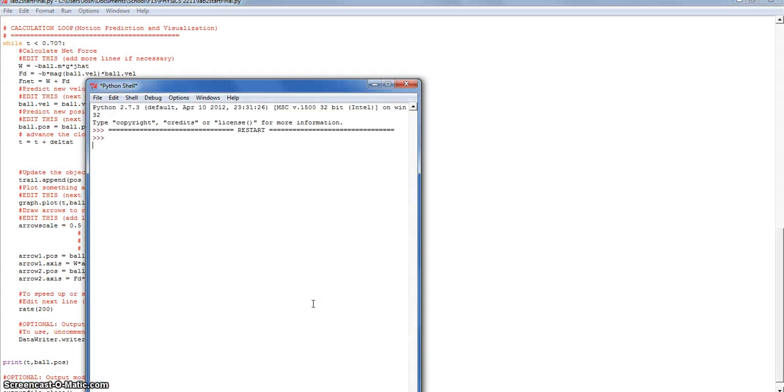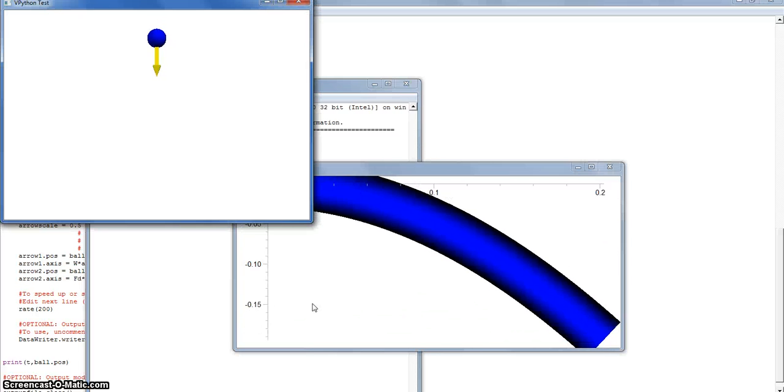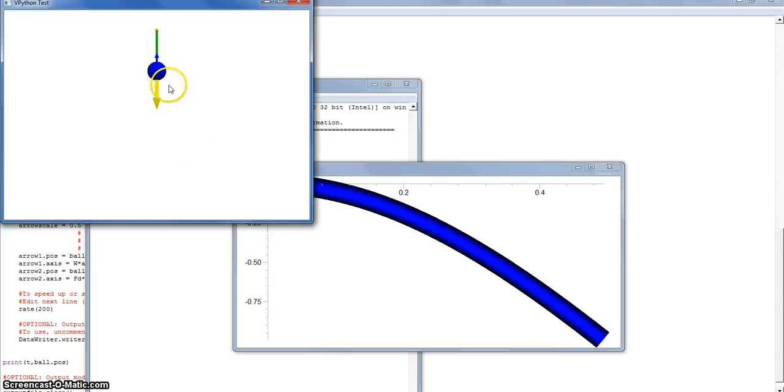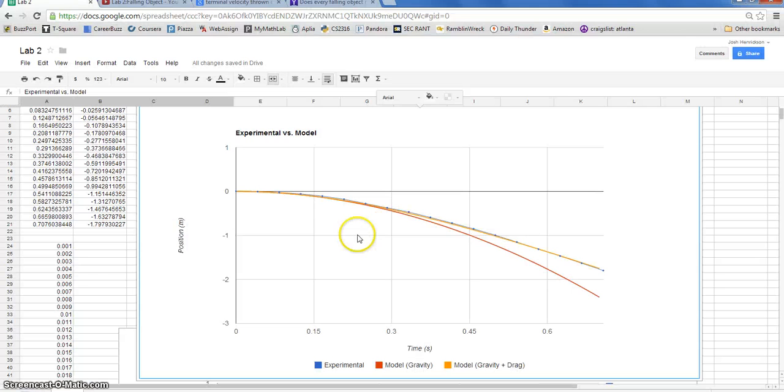When we run this code, we see that the results look similar to our previous model except for the addition of this blue arrow, which represents the drag force acting on the ball. When added to the plot we looked at earlier, we can see that the line from this new model in yellow matches the observed motion almost perfectly.